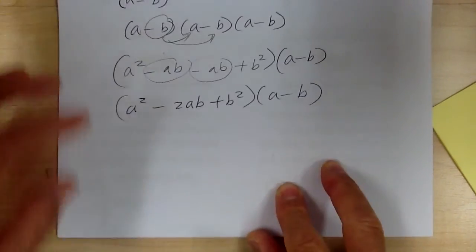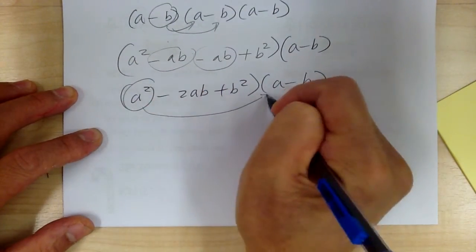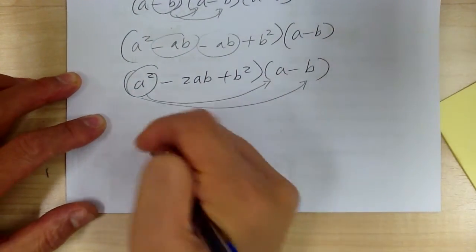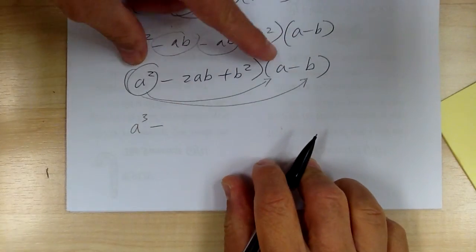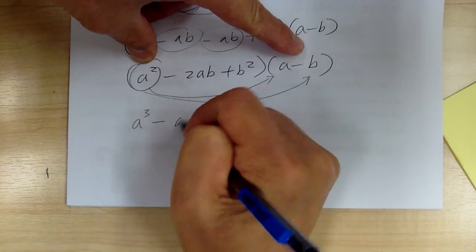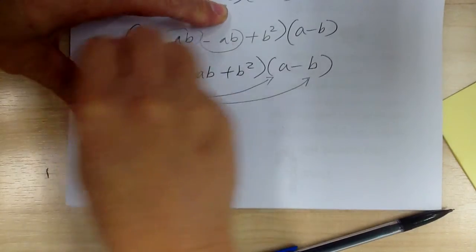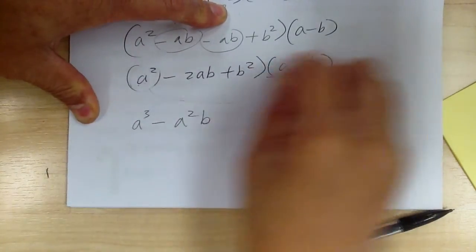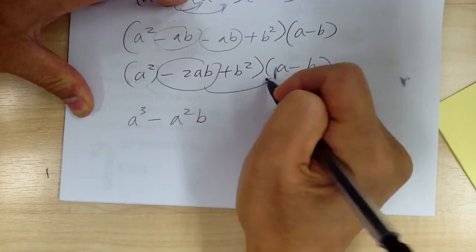You're just going to distribute. So you can use the first one, and you're going to distribute, right? So you're going to get a cubed. So again, these 2 over here. So you're going to get a cubed minus a squared b. So now you're done with the first term. So you can go to the next one to distribute. So this one over here, you can distribute.